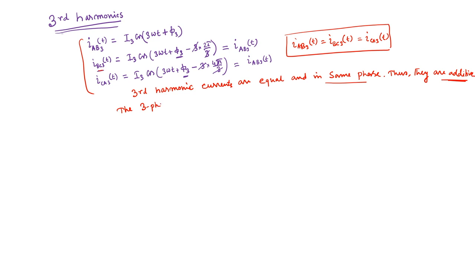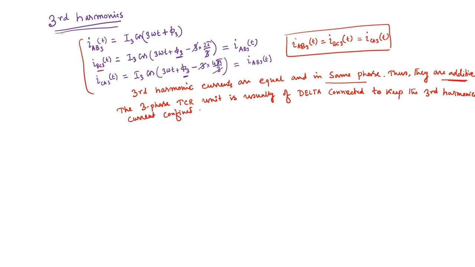Okay. So, the three-phase TCR unit is usually of delta connected to keep the third harmonic current confined in it. So, line is free from the third harmonic current.